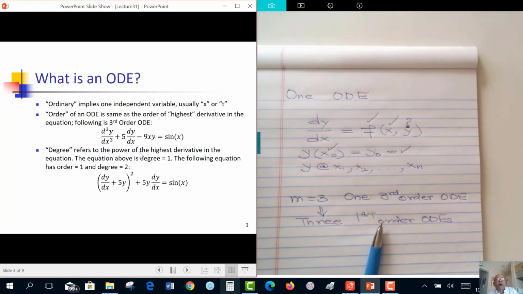Then degree refers to the power of the highest derivative in the equation. So if you look at the equation below, we have a first order derivative. So this is a first order differential equation. And this first order derivative is squared, so its degree is 2. So the power is degree and the highest derivative is the order. The equation above that we had here, the power was 1. So third order, first degree equation. This is first order, second degree equation.